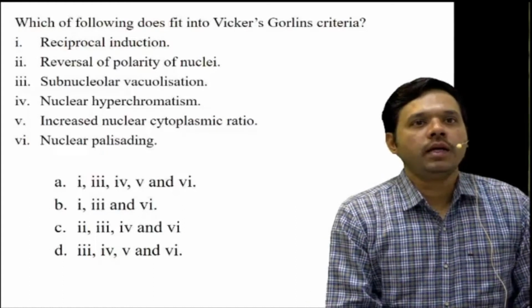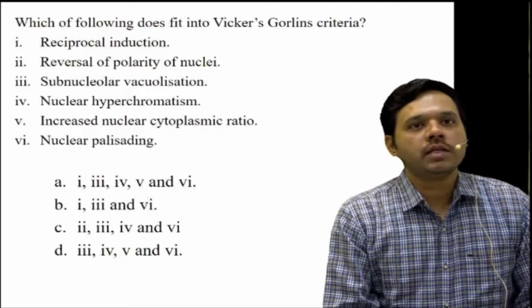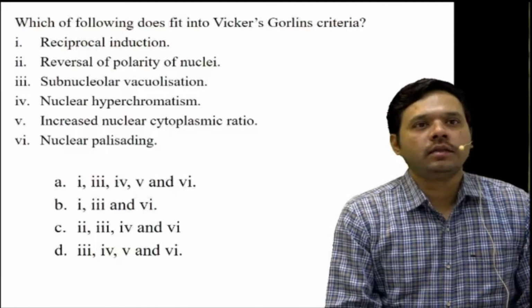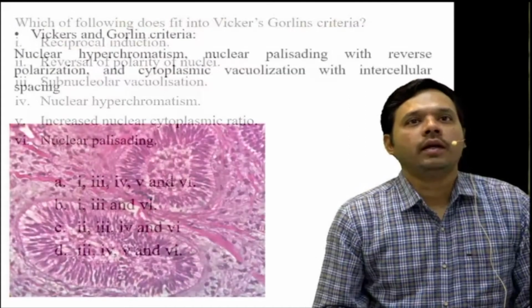Option B says only 1, 3 and 6 are seen. Option C says 2, 3, 4, 6 are seen. Option D says 3, 4, 5, 6 are seen. First of all, let us understand what is Vickers-Garlin criteria.